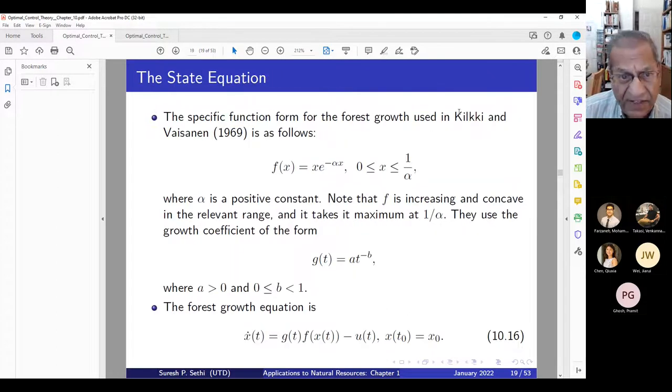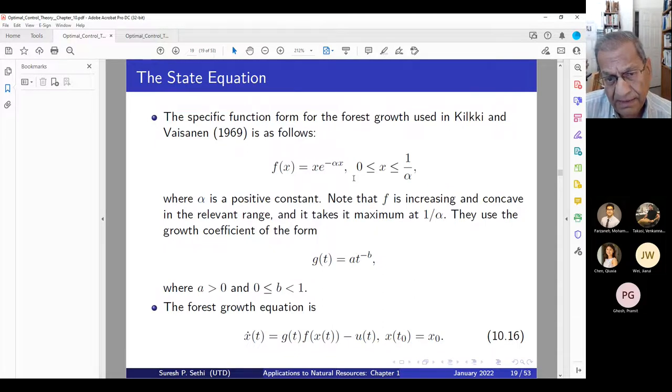So Kilki and Vesanen in Finland developed this model. And Finland has a huge forest industry, timber industry. It's one of their main produce. So is the west coast of the United States. But there was a group of people who are working there. In fact, I met these guys when I went to Finland years ago.